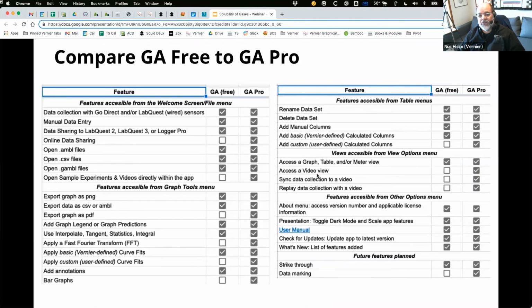Melissa and I stole this from Melissa, this list of all the cool things that Graphical Analysis Pro does compared to the free version. And you can see that the free version does a decent amount of stuff. All of the experiments from our lab manuals can be done with the free version. So don't think you need the pro version to do the experiments. You don't. The pro version gives you this option to share your data remotely with your students.